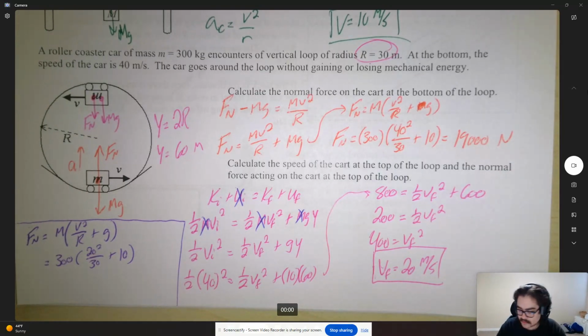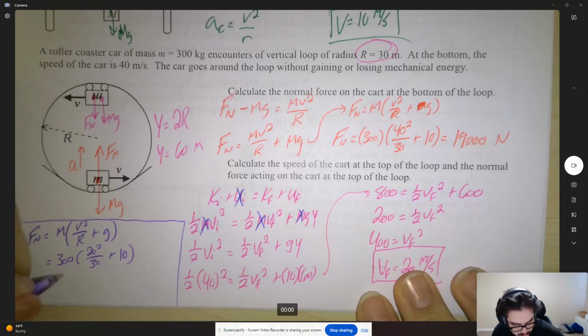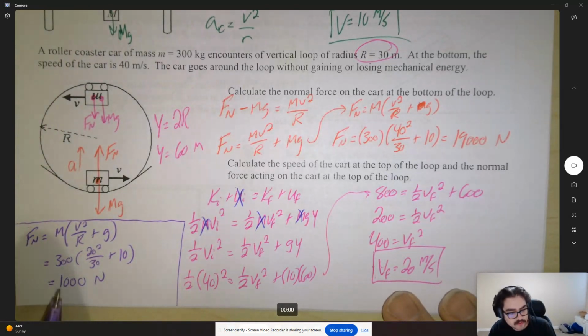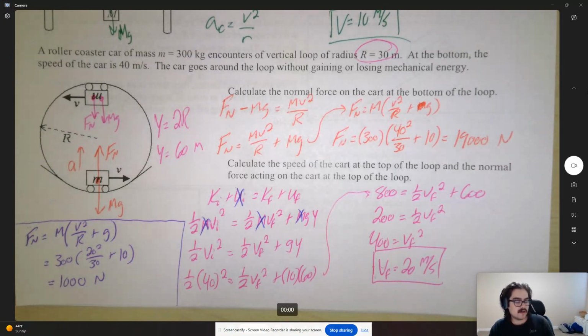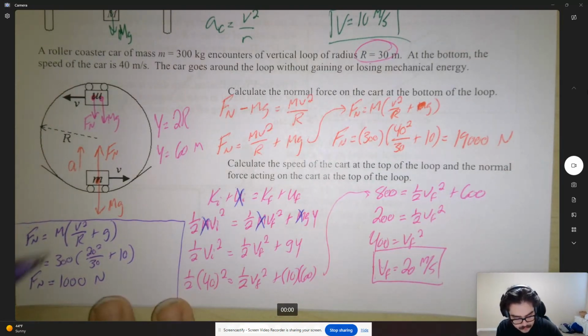When you plug all that into your calculator, you should end up getting about 1,000 newtons. So the number of G's decreases considerably, because now this is about a third of the mass, so you'd experience about 0.33 G's. So close to falling off the track, but not quite. This is the normal force at the top of the track.